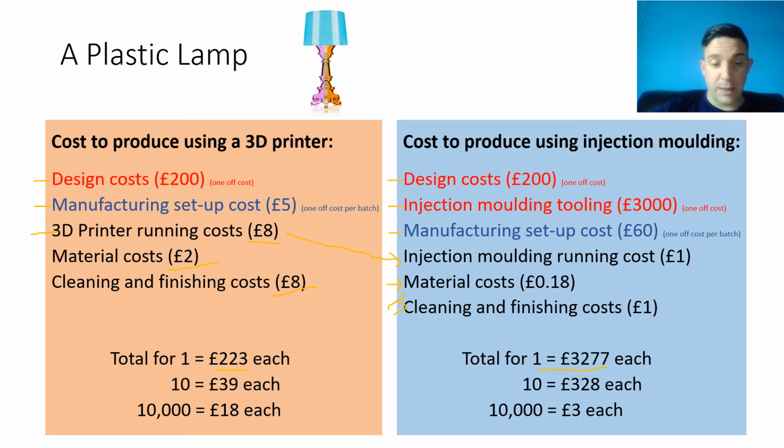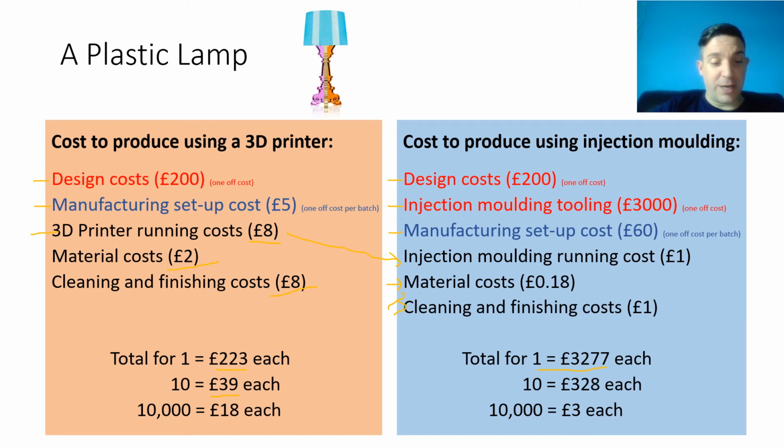However, let's project this across 10 parts now. Remember, the design costs are only once, the manufacturing setup cost is per batch, and we're just going to assume this is one batch just to keep it easy. So those two don't change. For each part cost, we're now adding this £18. So for 10 parts, it's the design cost plus the manufacturing setup cost plus £18 times 10, and then I've divided that by 10, and that equals £39 each, which is a massive difference from making one.